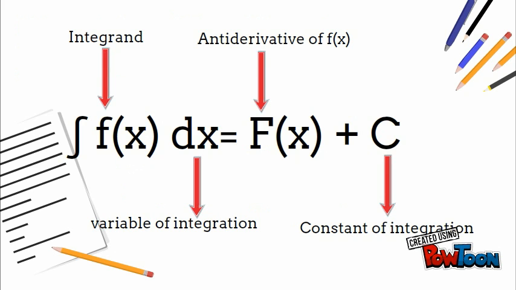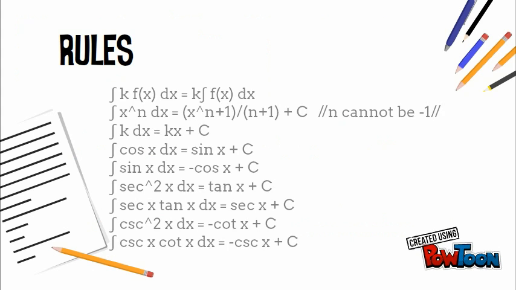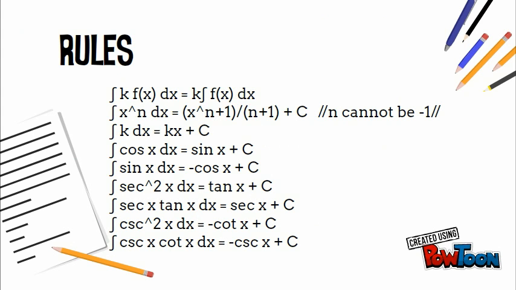This is how you will see most of your problems on tests and quizzes. f of x is called the integrand, capital F of x is the antiderivative of the original function, dx is the variable of integration, and C is the constant of integration. These are a couple rules you'll need to know for the future.